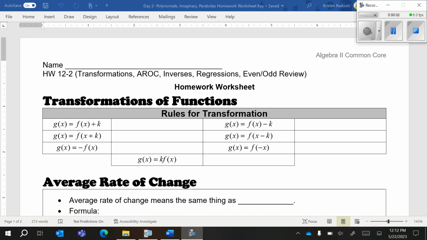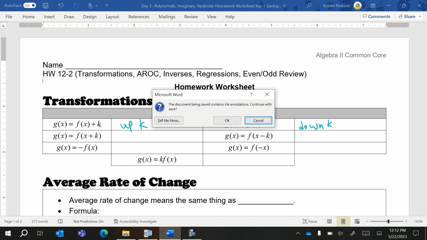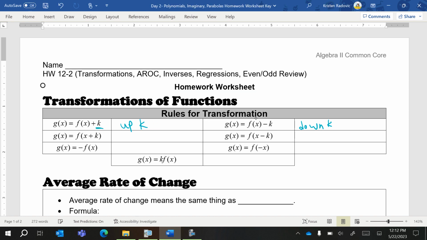Hi, so going over your transformations, if you're adding or subtracting something on the outside of an equation, it is either going to go up or down based on if you are adding or subtracting. See how this is on the outside?